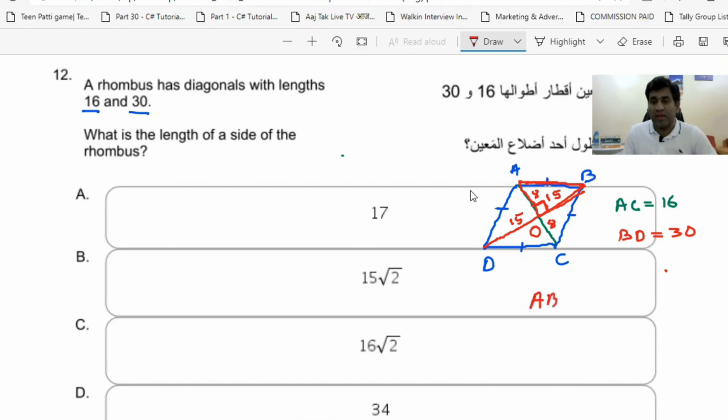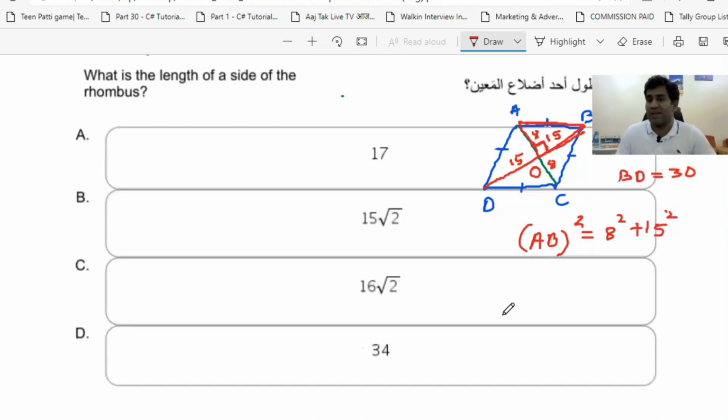I can write it as the square of AB is equal to the sum of the squares of the other two sides. The other two sides are AO, whose length is 8, and OB, whose length is 15. Let me just write it as 8 square plus 15 square. So after doing this, you can just use your calculator. So we know that 8 square is going to be 64 and 15 square is going to be 225.